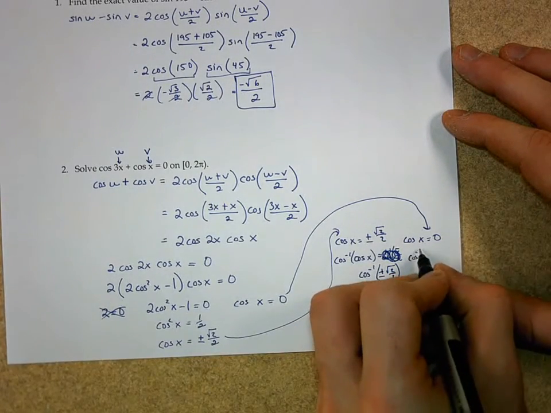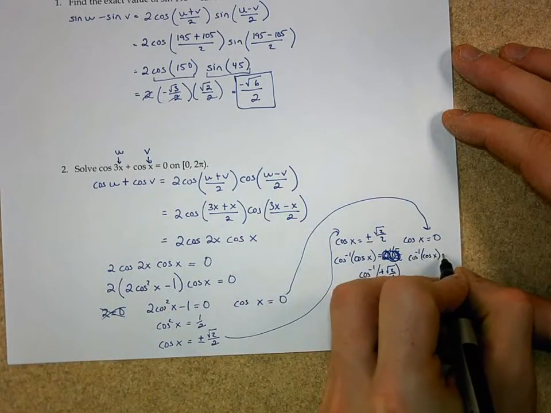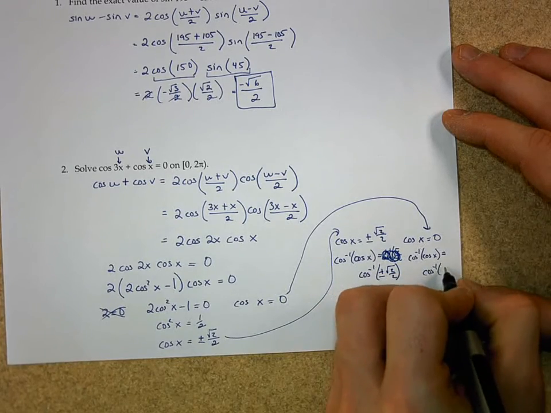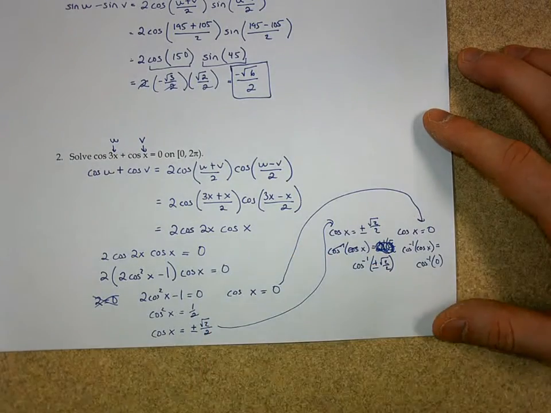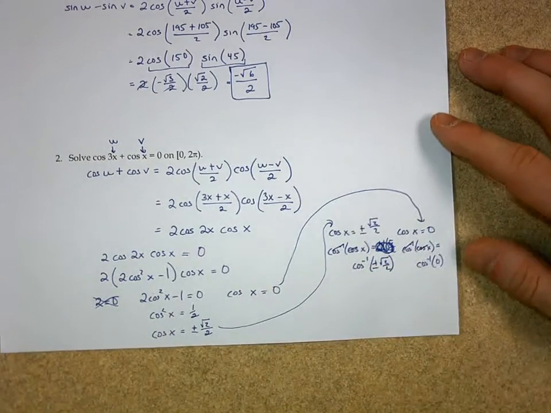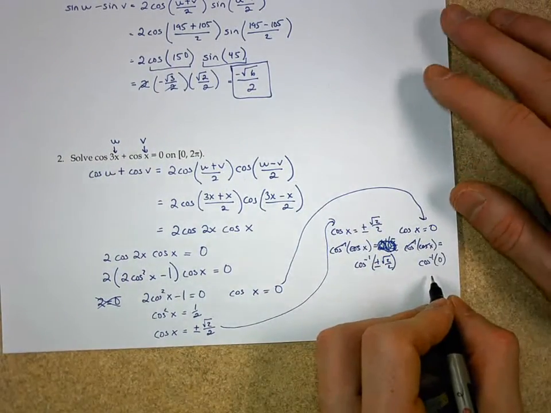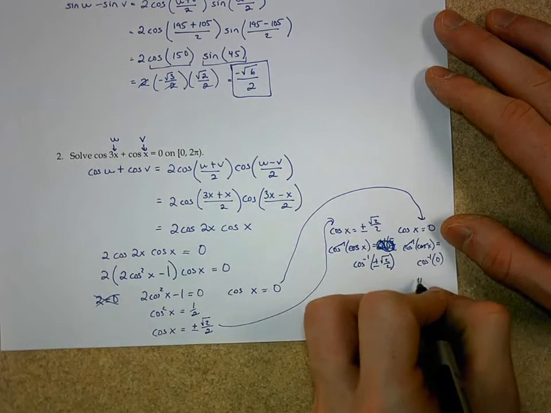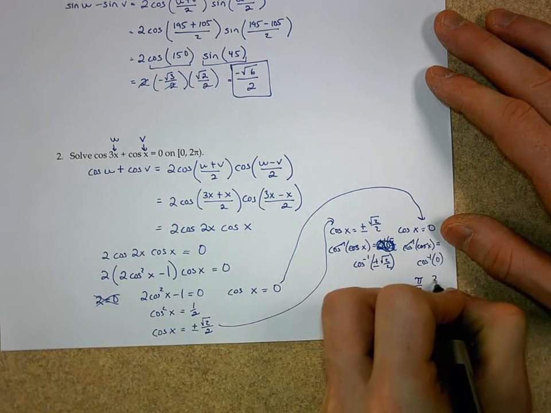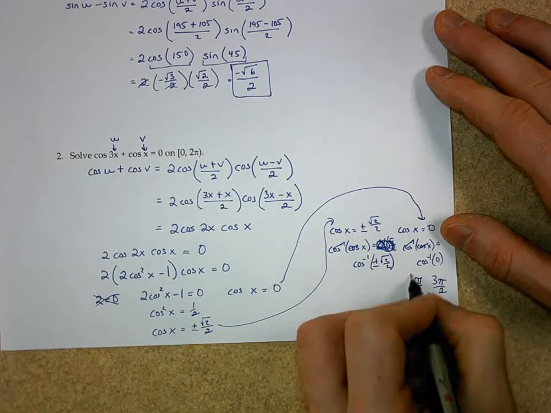And then over here, I would do the cosine inverse to both sides. So my cosine and cosine inverse cancels out. Here I'm left with x equals cosine inverse of 0. What two angles give me a cosine of 0? That's going to be pi over 2 and 3 pi over 2.